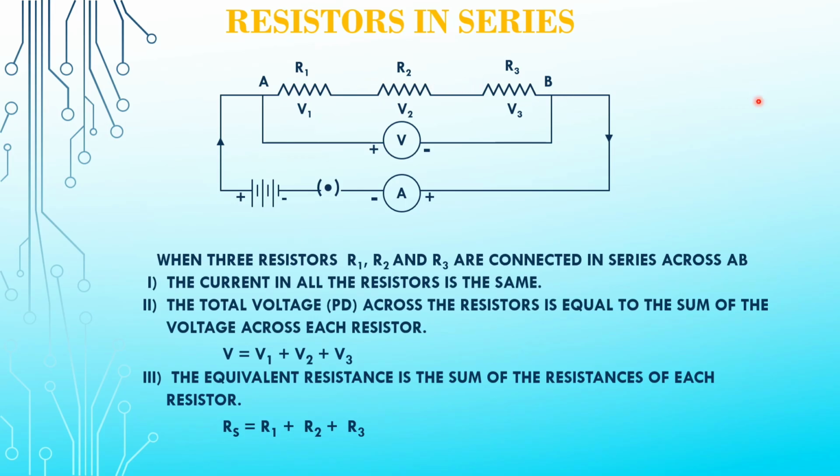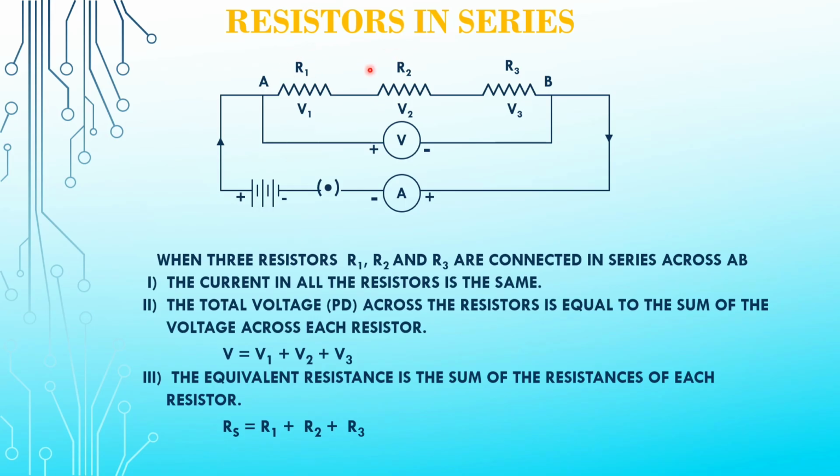Here the current in all resistors is the same. The total voltage, the potential difference across the resistors, is equal to the sum of the voltages across the resistors, that is V1, V2 and V3. So this is the total voltage taken across each resistor. And the equivalent resistance is the sum of R1, R2 and R3.